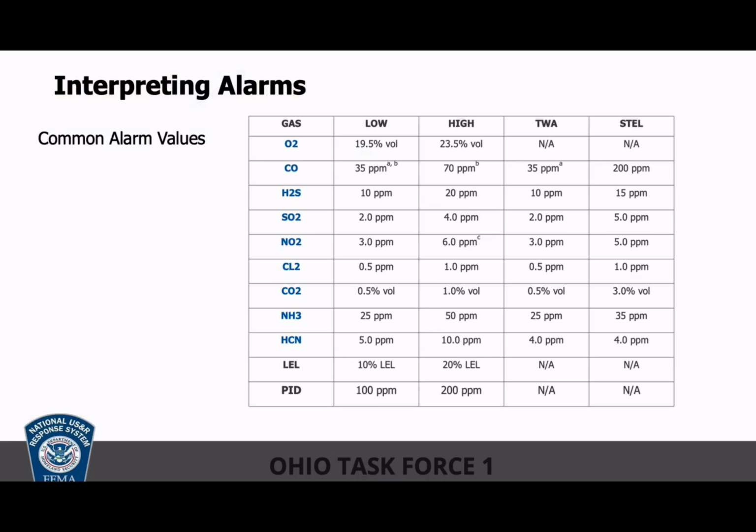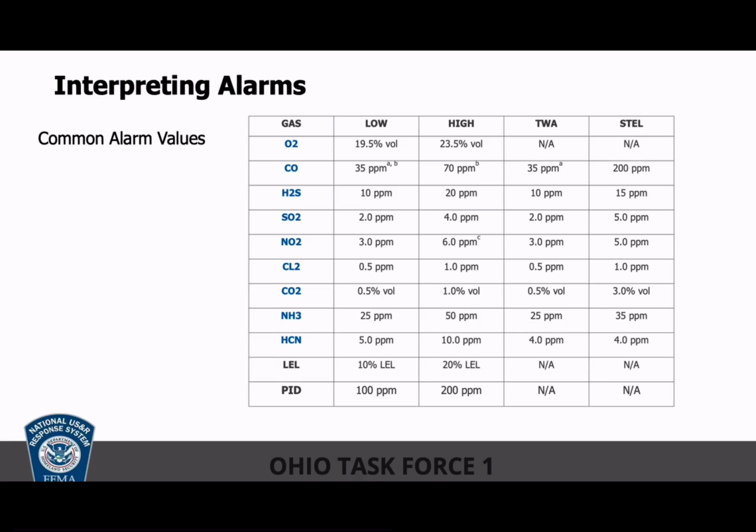Some common values you might see. These are usually pre-programmed, but don't worry, they can be changed. Our O2 limits are there. Our CO low limit usually starts at 35, and 70 is our high limit, but look at those STELs. The STEL, the short-term exposure limit, of CO is 200 parts per million. I am far more concerned about a STEL or TWA alarm than I am about a CO low or high alarm. If I hit the low alarm, it's saying you're working somewhere where CO is way higher than it should ever be.